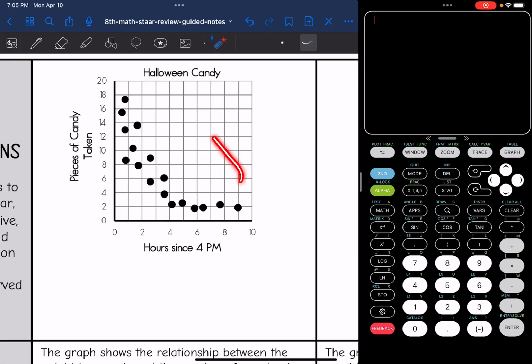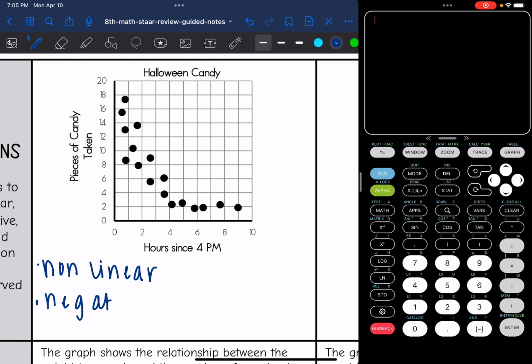This one, I would definitely say that it's non-linear. It more looks curved. So it's non-linear. And we are going down, so that would have a negative association. And let's write a verbal description to explain what's happening in this graph.